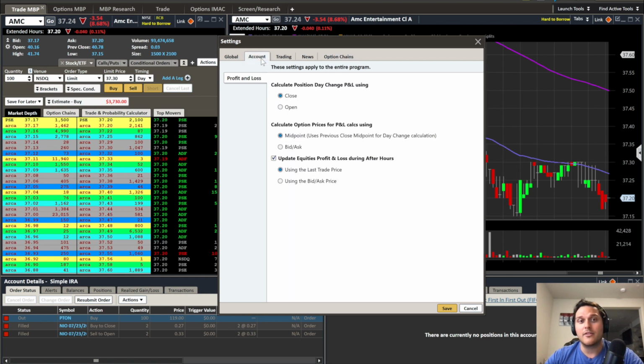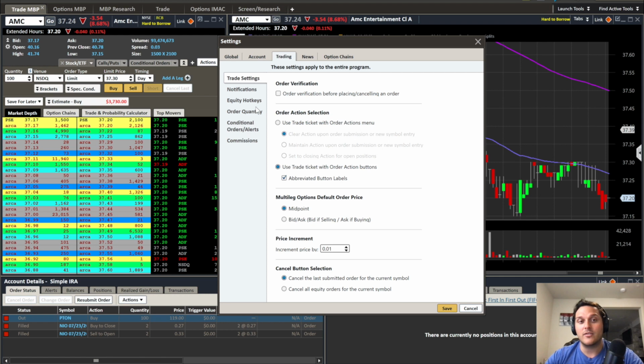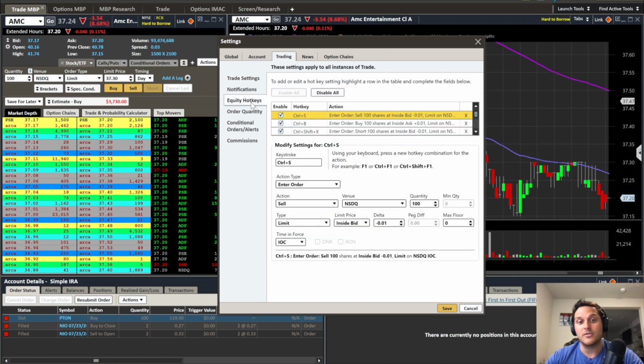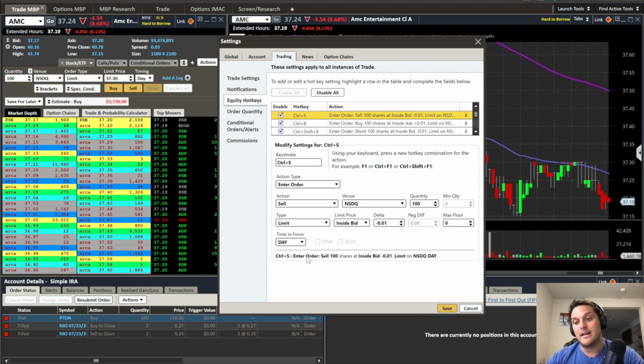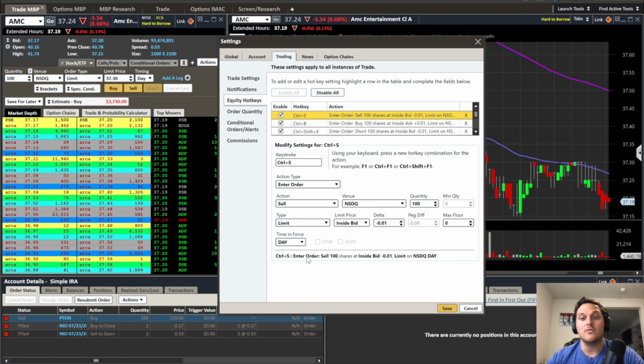and essentially do it. Now, the reason I don't do that is because it doesn't direct it towards your hotkeys. Now there's many, many people who do fill or kill or immediate or cancel. I myself just keep it to day. And if I don't get filled within the 10 to 20 seconds, then I'm going to manually hit my hotkey to cancel that order. Again, that's just my preference.